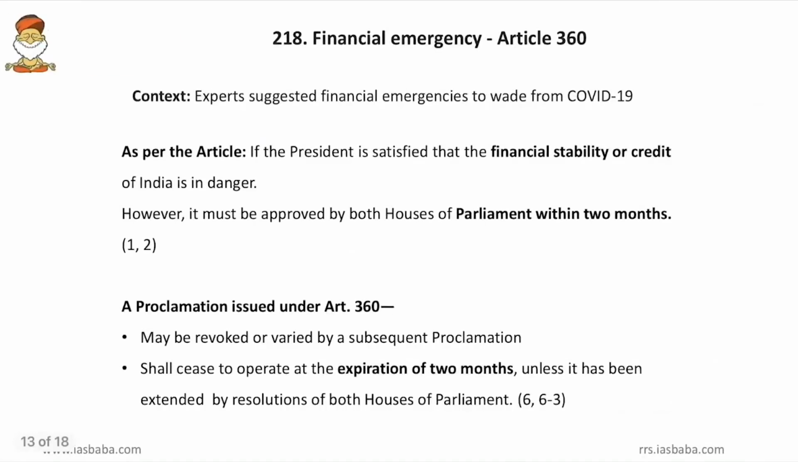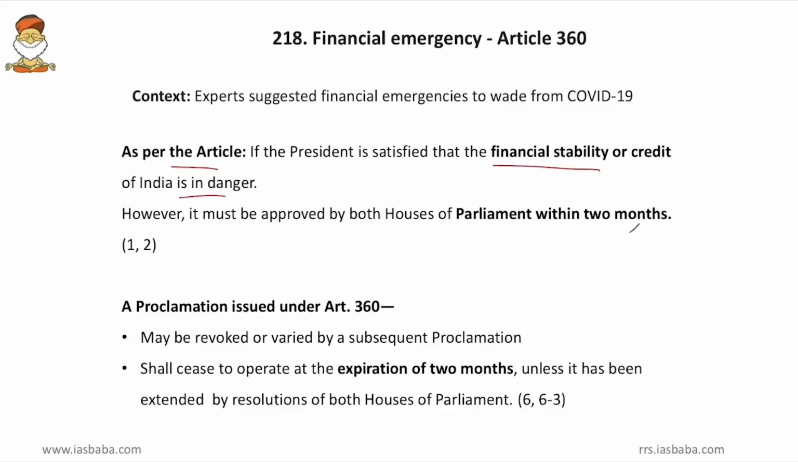Then come to the next, financial emergency or Article 360. It was in the news because experts suggested a financial emergency to wade through the COVID-19 situation. And now Article 360 becomes important. As per the article, if the President is satisfied that the financial stability or credit of India is in danger, then the President can proclaim a financial emergency. However, it must be approved by both houses of Parliament within 2 months of proclamation.